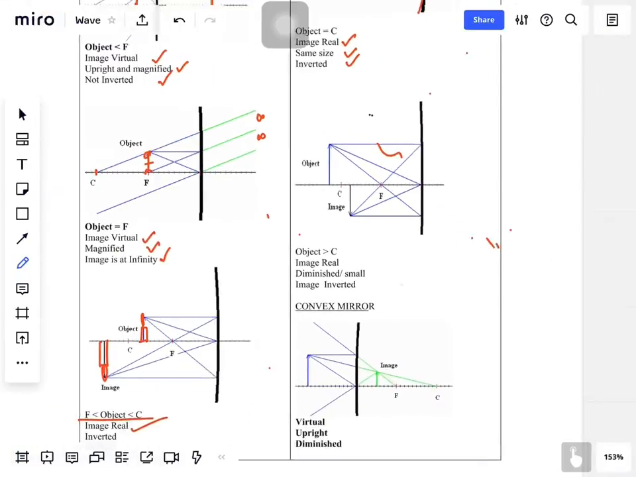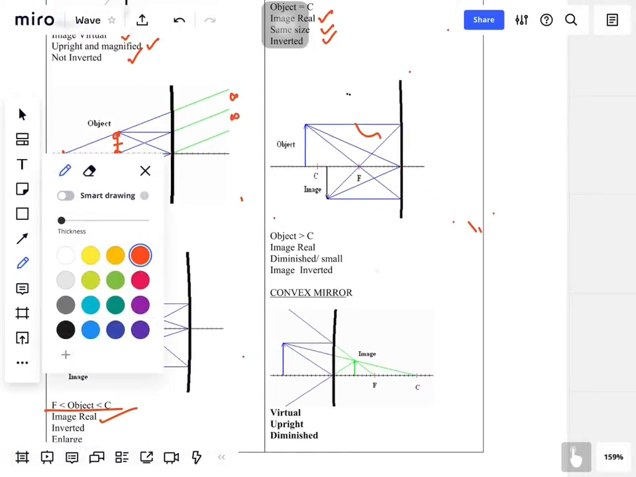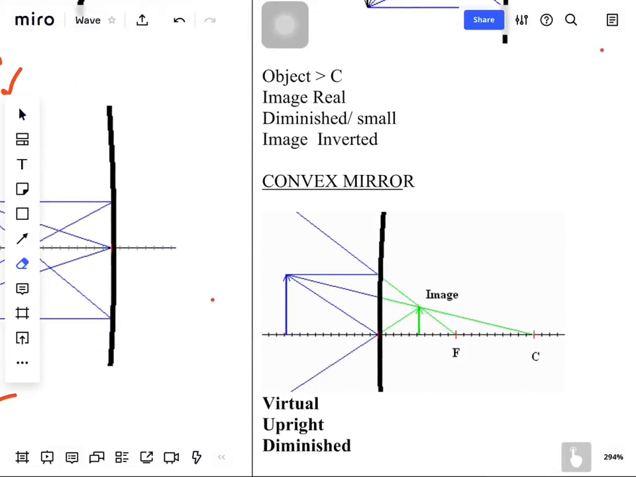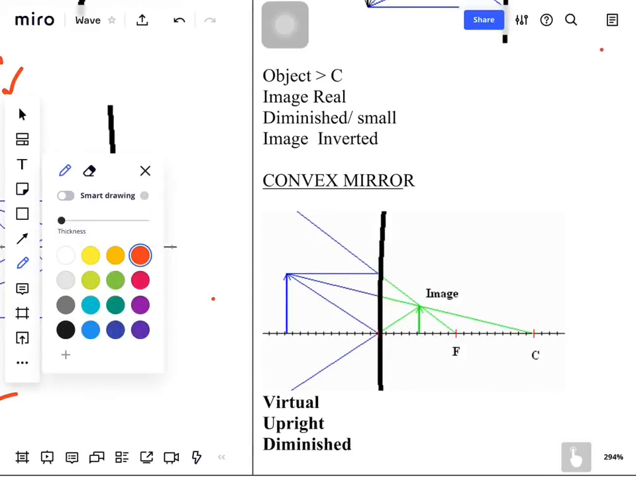And finally, the one that we probably will miss out would be the convex mirrors. Convex mirrors are a bit special because regardless of the position of the object, the characteristics of the image will always be virtual, upright, and diminished.